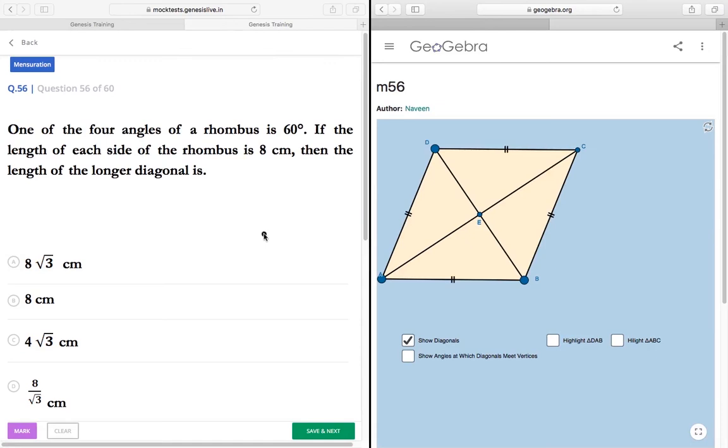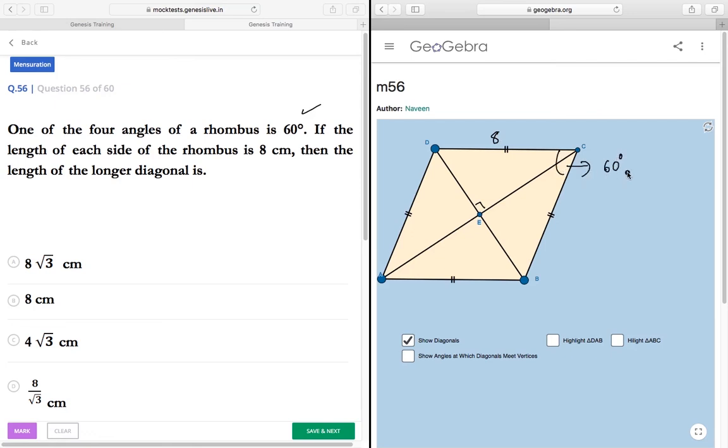It's about the rhombus. Rhombus, I'm sure all of you will be knowing that all the sides will be of equal length, right? And the diagonals intersect by making a right angle. Okay, this is 90 degrees. If the length of each side of the rhombus is 8 centimeter, find the length of the longer diagonal when one of the four angles is 60 degrees. I'll assume this as 60 degrees.